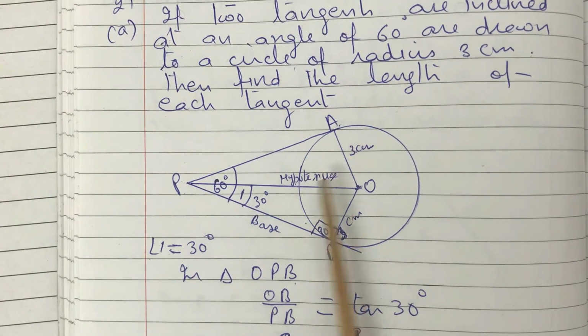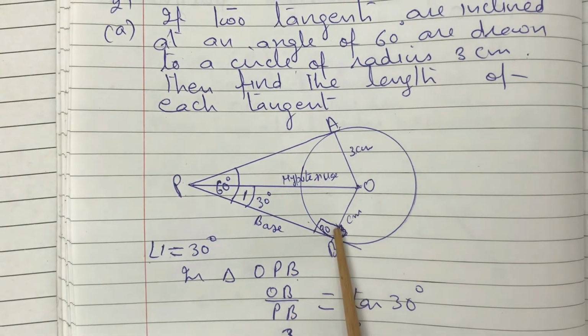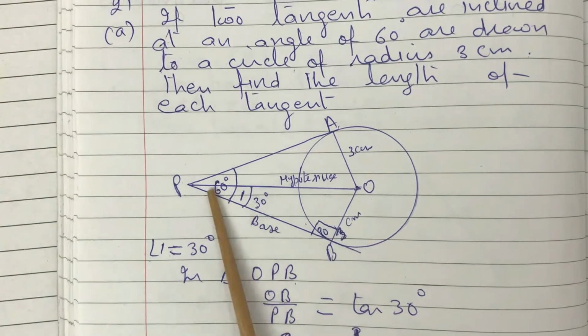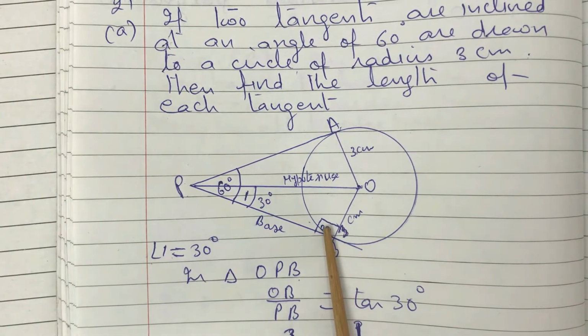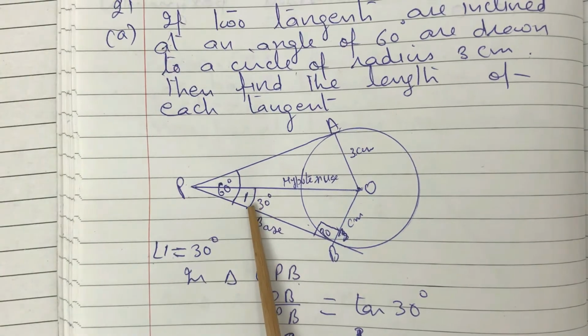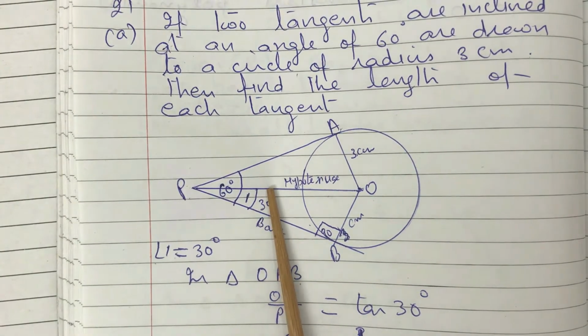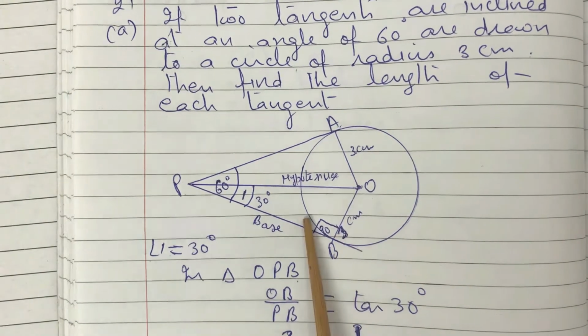What we have seen, this angle is 90 degrees. Why is this angle 90 degrees? Because the radius is perpendicular to the tangent at the point of contact. If this angle is 90 degrees, moreover, one more thing is there. If this angle is 60 degrees, then this angle and this angle both are equal. Why? Because this triangle and this triangle are congruent.